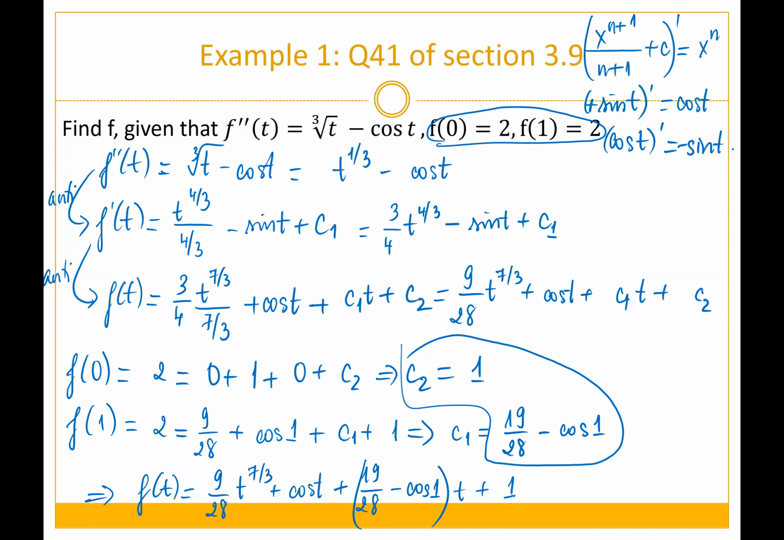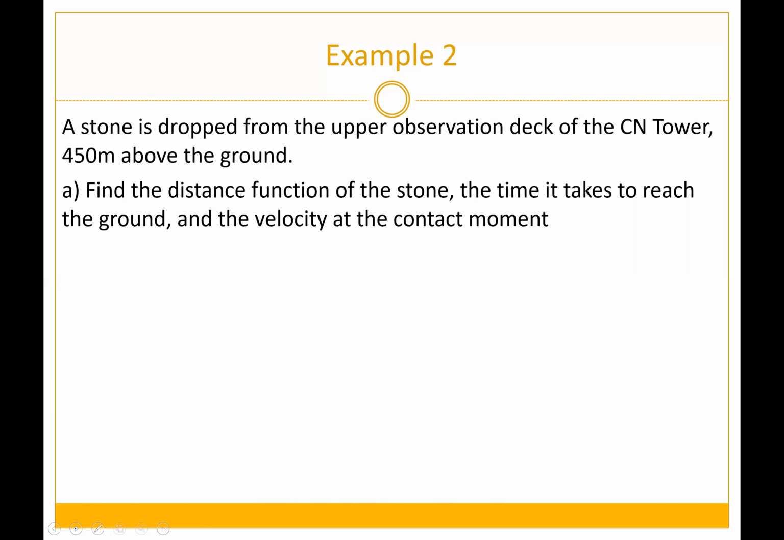So calculations-wise, I might make some mistakes, but the general method is that you have to find the antiderivative until you get the function that you want. Of course, you're going to have some constant in there, which is c1 and c2 here. That's when you start to use the conditions given in the problem statement. So that's example 1. Now we go on to example 2.